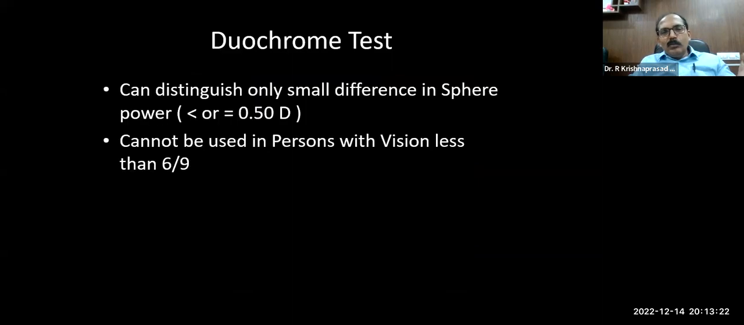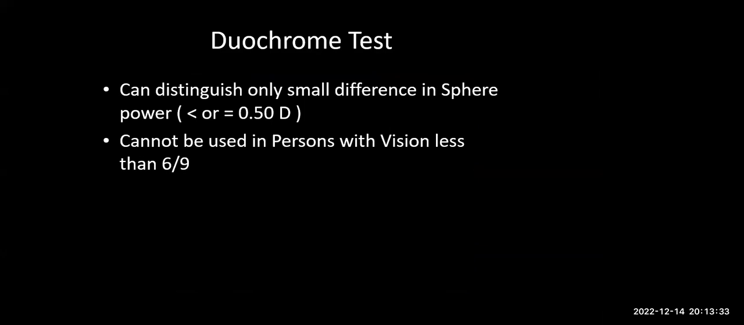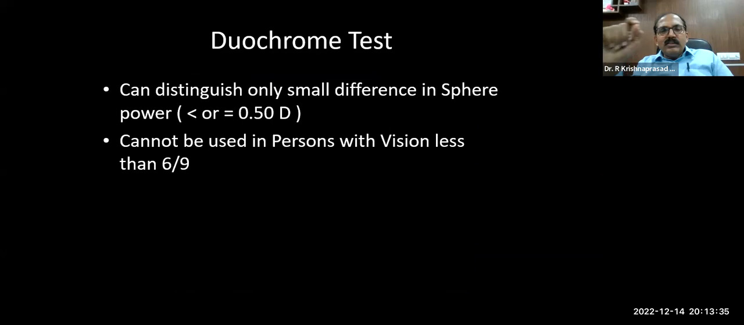And now comes the duochrome test. This is a very common test, very commonly asked, and in the exam as well as in real life, we use this. So this is something most people are used to. But you should understand that a duochrome test can distinguish small difference in the sphere, okay? Not large spheres. For example, if somebody is -2, okay, and you have put -1, it is not a duochrome test. It should be very small, less than or equal to 0.5 diopters only.